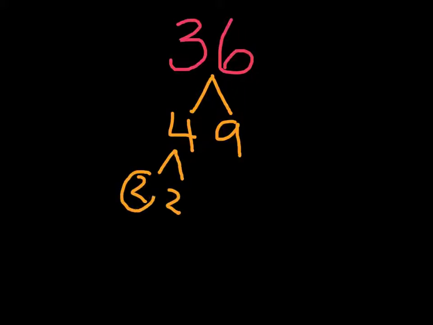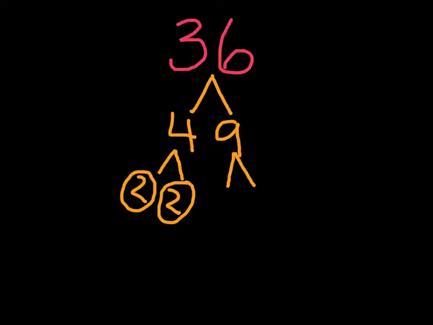Okay, so let's do an example. Let's take a look at the number 36. I could break that into factors of 4 times 9. And 4 and 9 are both composite, which means they have factors other than 1 and themselves. So I'm going to start with 4. I know I can break 4 into 2 times 2. And 2 is a prime number, so I circle those.